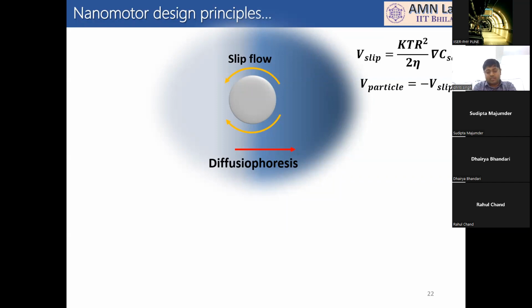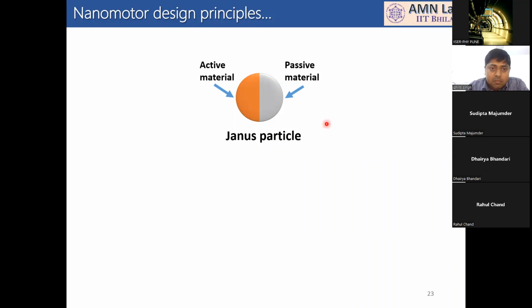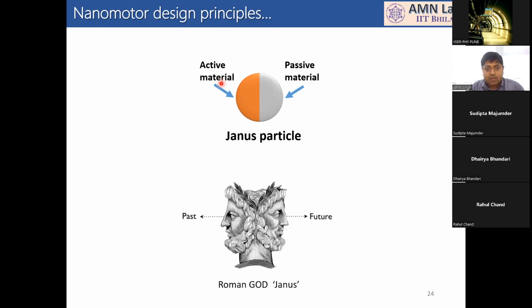Now, for a moment, assume we have a particle with two different materials on the opposite surfaces. Let's say an active material and a passive material on the opposite surfaces. These types of particles are called Janus particles. What do I mean by active material? I will discuss that in the coming slides. They are called Janus particles after the Roman god Janus, who has two faces to look in opposite directions, past and future.